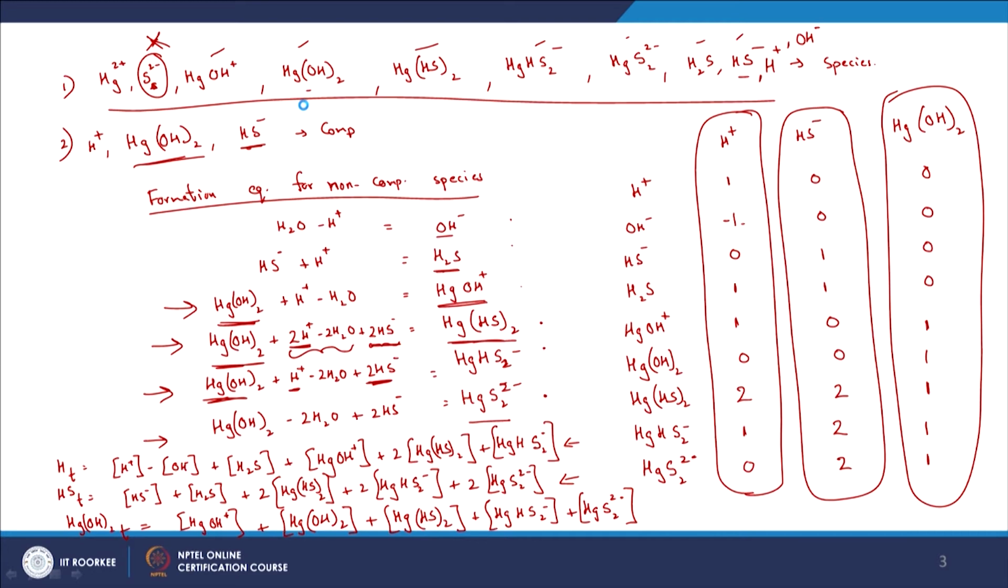So let's just look at one particular aspect. So what are the relevant equilibrium coefficients? Let's say they can be Kw equal to H plus into OH minus, right? That's for one equation, let's say. I need 7 more equations. So another would be KH2S, that's equal to H2S by H plus into HS minus, right? So this is similar to the formation equation that I have here, right?